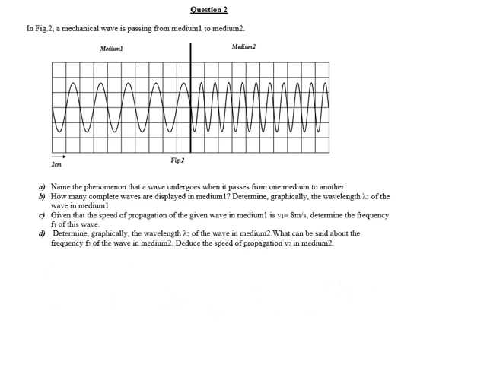D. Determine graphically the wavelength lambda 2 of the wave in medium 2. What can be said about frequency f2 of the wave in medium 2? Deduce the speed of propagation v2 in medium 2. The wavelength is from crest till crest. Lambda 2 equals 2 centimeters. Frequency 2 equals frequency 1 equals 200 hertz. It's the same frequency.